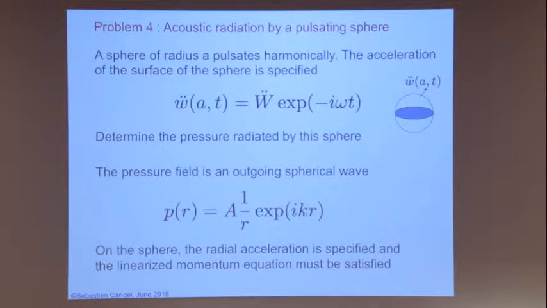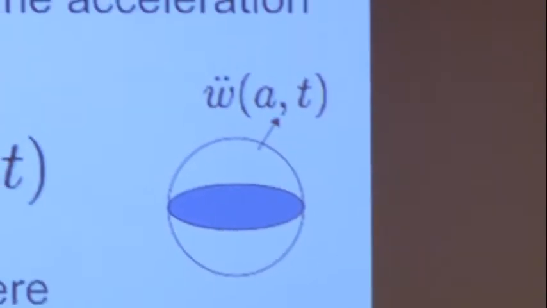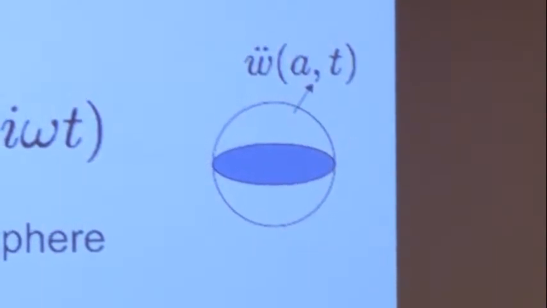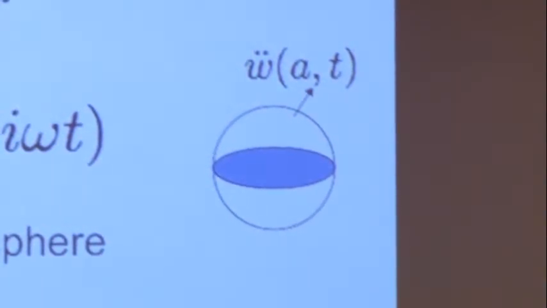And then you have one problem which you can do by yourselves if you wish, is the pulsating sphere. It's the simplest loudspeaker. Let's assume that you have a loudspeaker with an acceleration W dot. And your loudspeaker is a sphere. Why a sphere? Because this is the simple case. The other loudspeakers are more complicated. So this one is simple.